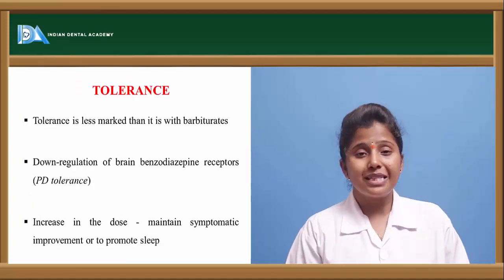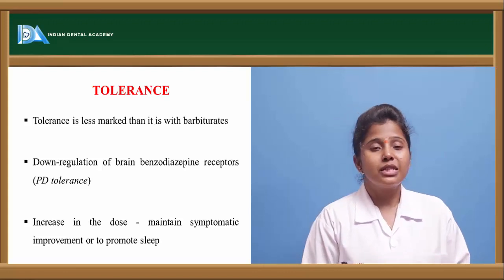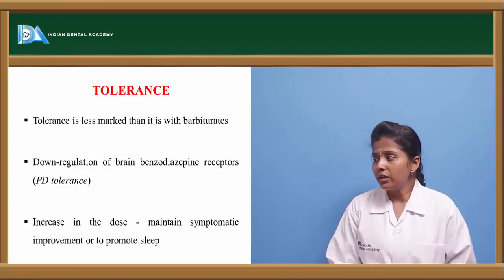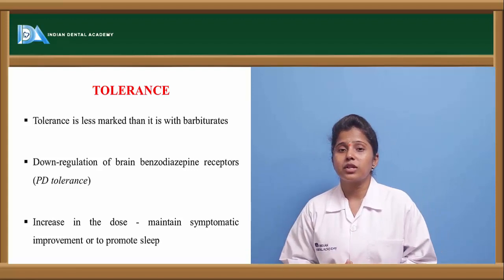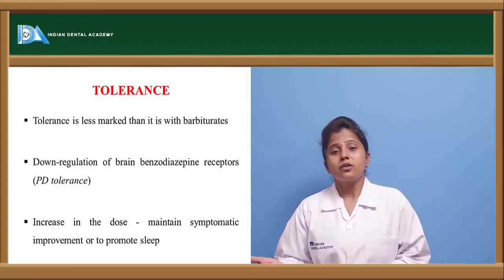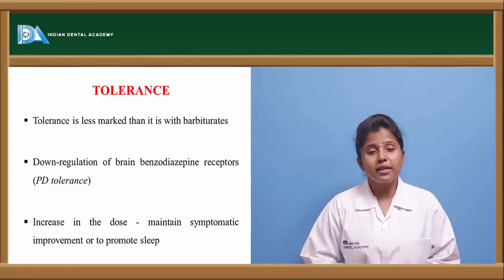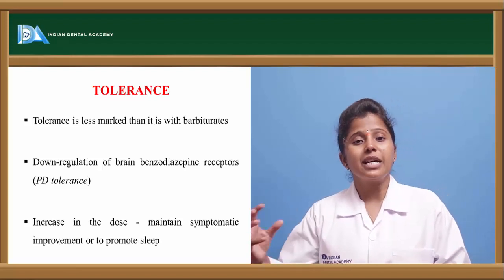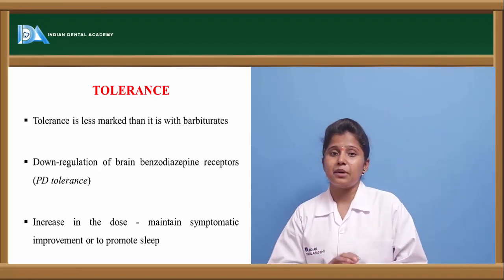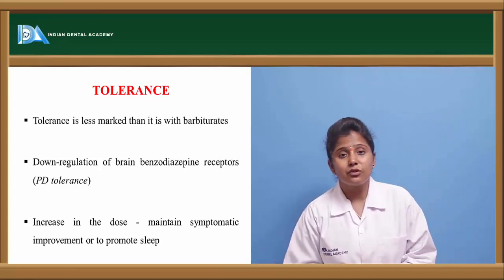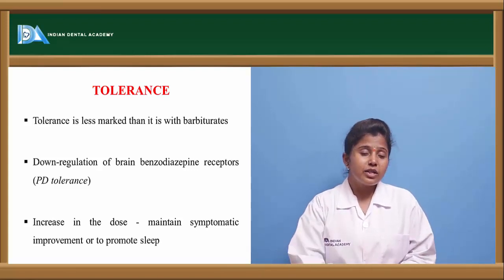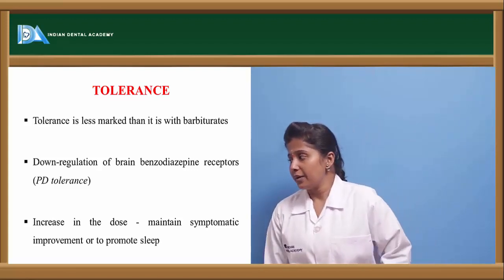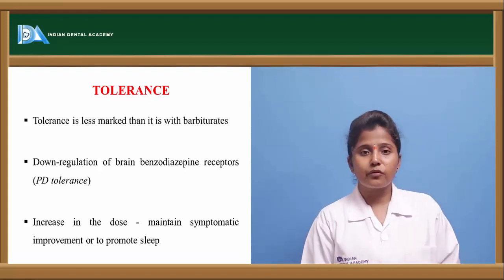Let us see the tolerance. These drugs also have tolerance and dependence. Once they are administered for a long time, they cause tolerance, through down regulation of brain benzodiazepine receptors. What does this mean? Because of the excessive dose of the benzodiazepine, there is saturation of the molecules. If excessive benzodiazepine molecules reach the benzodiazepine site in the GABA receptor, they cause saturation, and thereby the benzodiazepines won't bind to the benzodiazepine site, and the action is reduced. An increase in the dose may show symptomatic improvement or promote sleep.